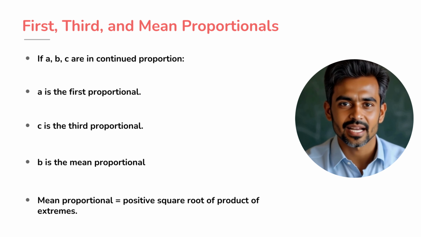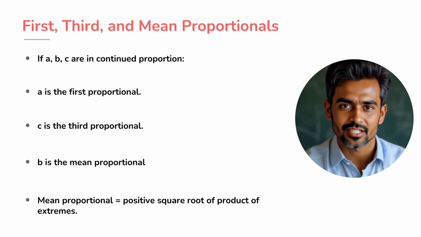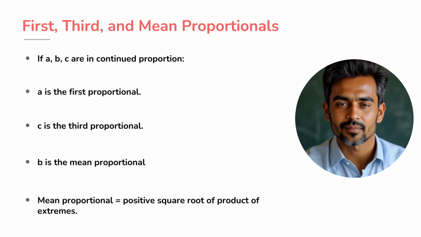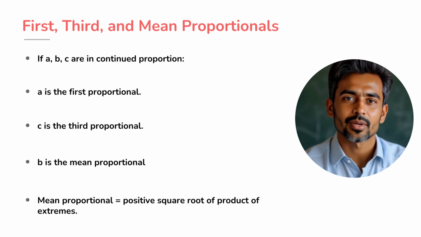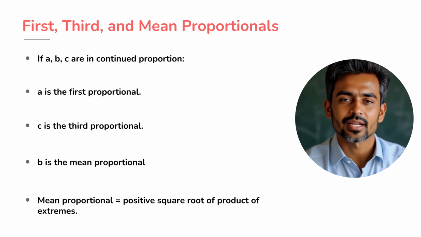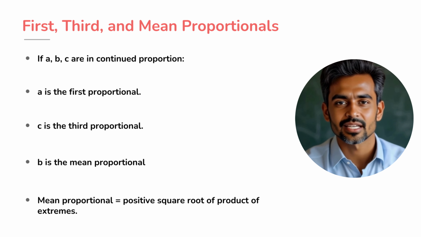When three numbers a, b, and c are in continued proportion, a is called the first proportional, c is called the third proportional, and b is called the mean proportional. Now, for the mean proportional, if a divided by b equals b divided by c, then b squared equals a times c. That means b equals the square root of a times c.